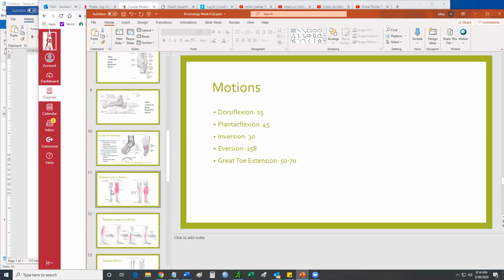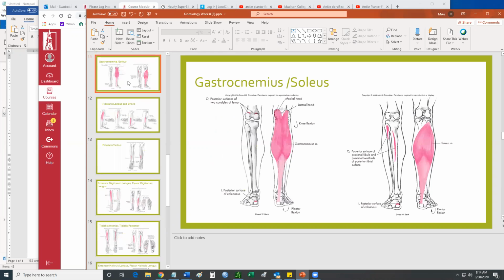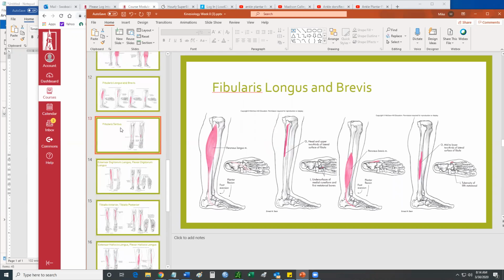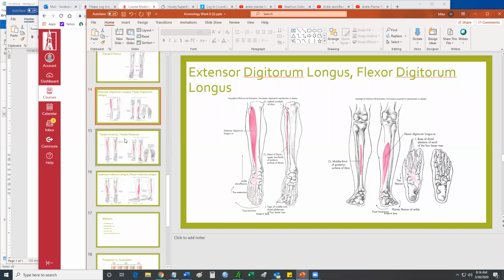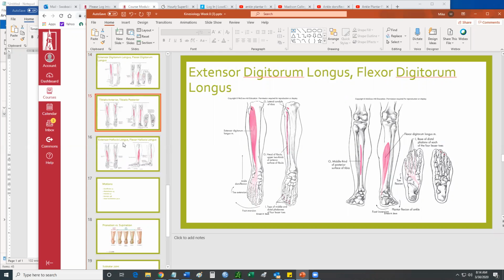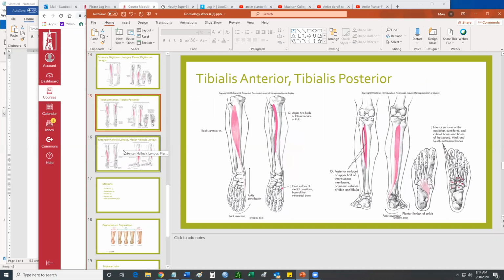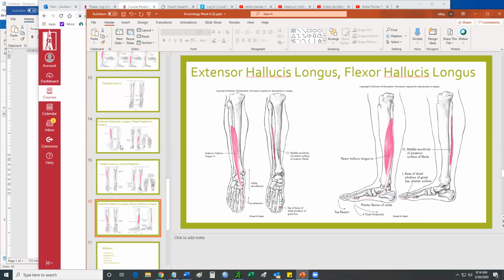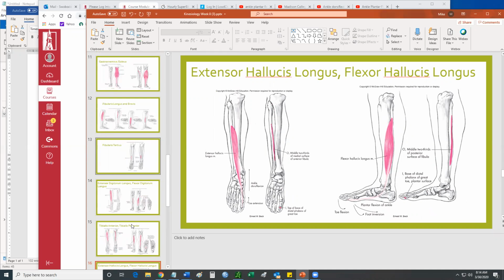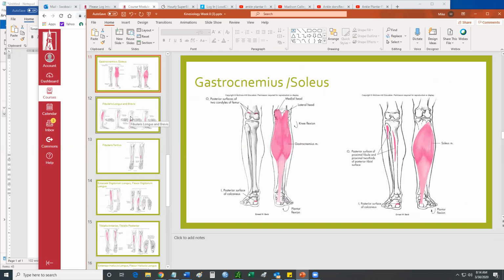What I do want you to worry about is gastroc, soleus, fibularis, your extensor and flexor digitorum muscles, tibialis anterior and posterior, and your hallucis muscles. So those are the set of 1, 2, 3, 4, 5, 6 slides you should be remembering in terms of the actual muscles acting on the foot and ankle.